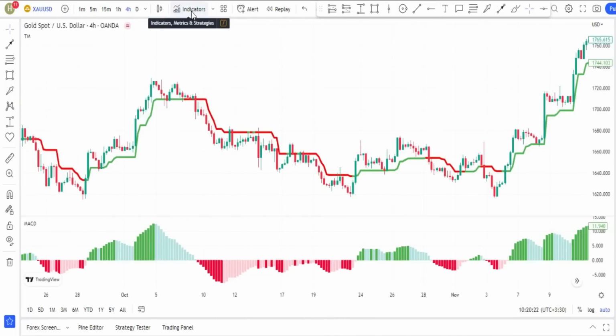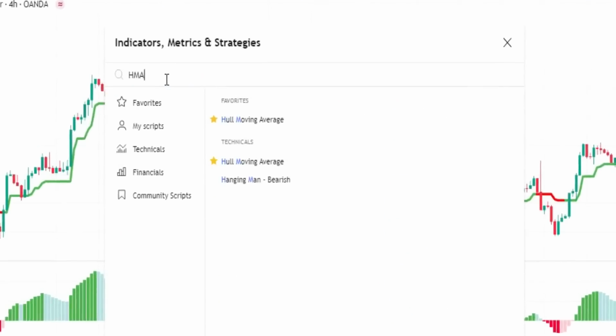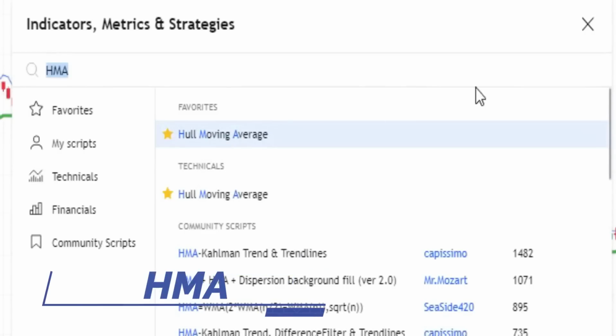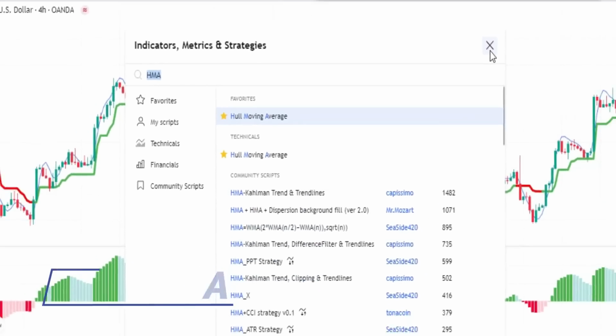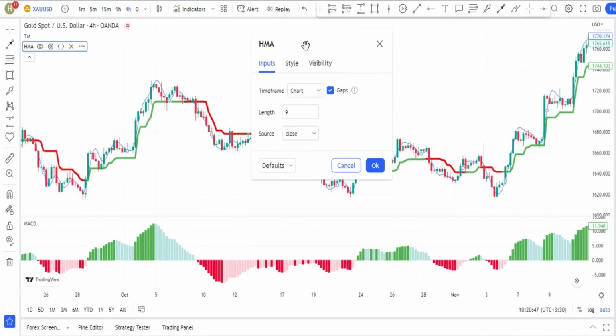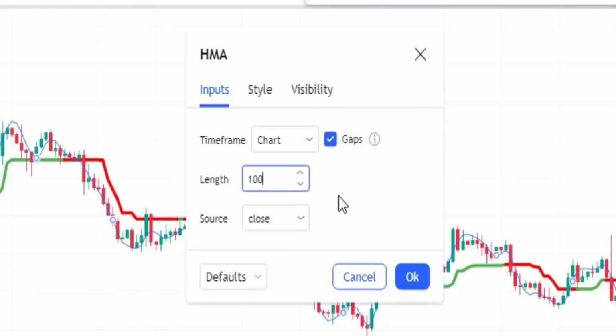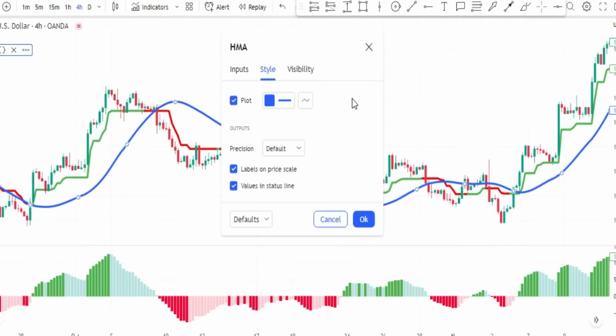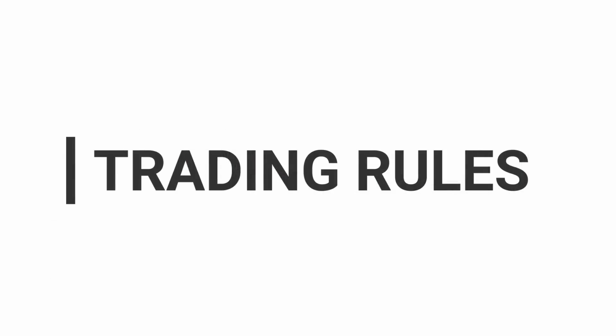For this purpose, we add the third indicator to the chart, which is called HMA. In the settings of this indicator, change the length to 100 and then increase the thickness of the line in the Style tab. Now the trading setup is completed.